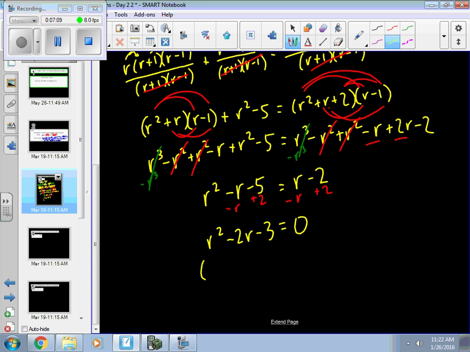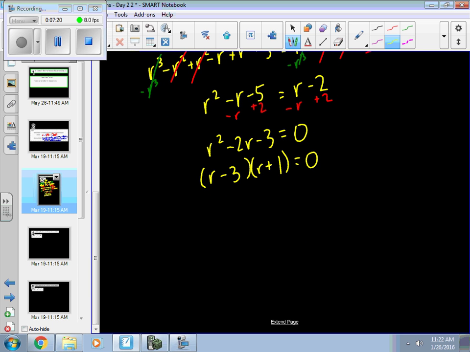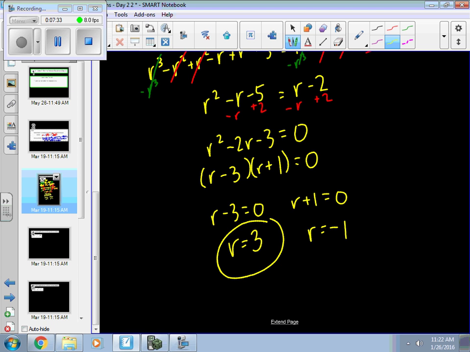I think we can factor this one now. What multiplies to negative 3 and adds to negative 2 would be r minus 3 and r plus 1. Now to solve this, put them both equal to 0 and see what you get. So it looks like we get r equals 3 is one solution and r equals negative 1 is another solution. Now we want to check, do these work out? Are these both solutions or not? Because we got two answers, but remember that extraneous solution.